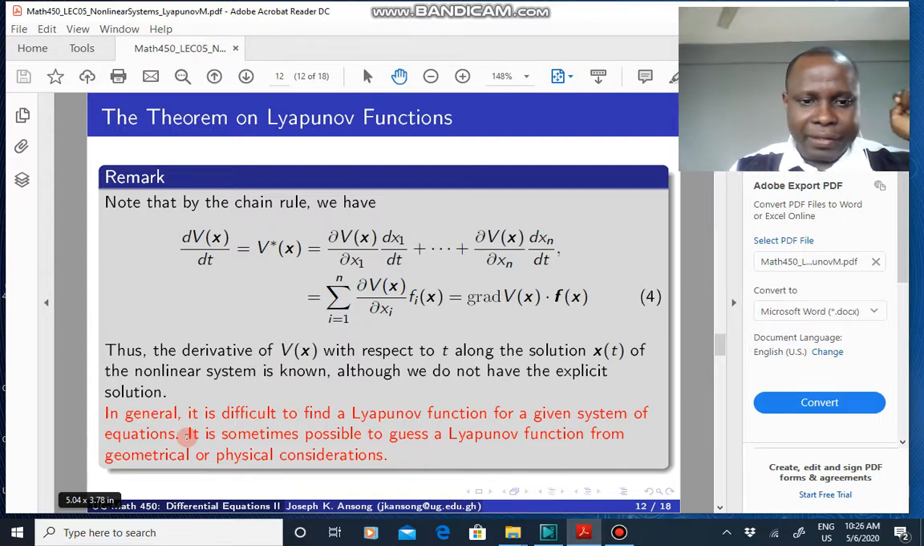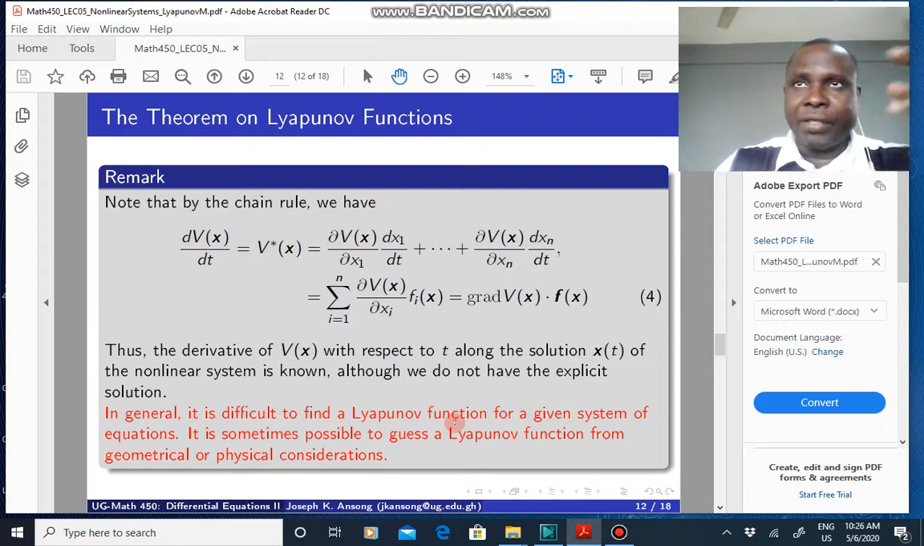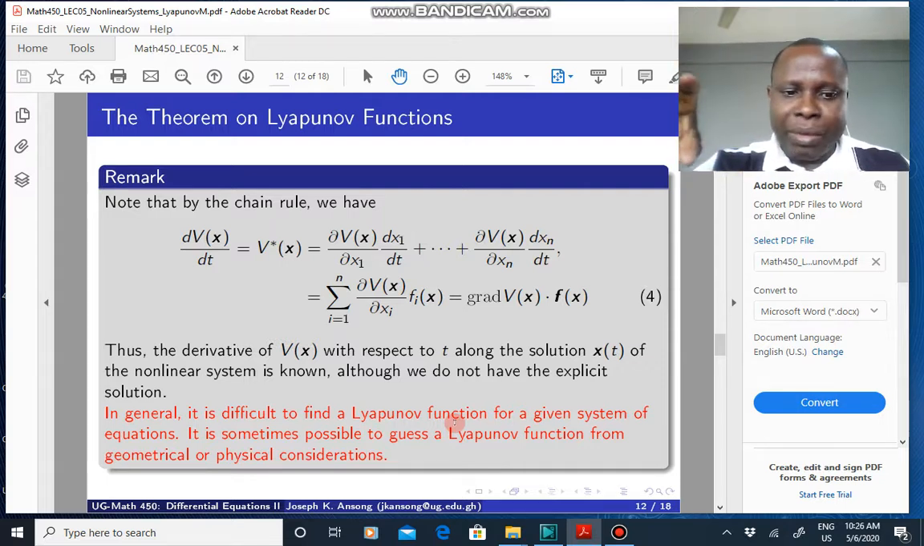So in general, it is very difficult to find Lyapunov functions for a given system of equations. When you have a nonlinear system of equations, there is no formula, there is no direct method that tells you how you construct it. So that is one of the difficulties of practically using Lyapunov functions. But it is sometimes possible to guess a Lyapunov function from the geometrical considerations of the problem at hand, or from physical considerations, let's say from energy conservation analysis, or some kind of analysis from the system itself. You can come up with a function that you could use as a Lyapunov function to analyze the stability of the equilibrium points of the nonlinear system.